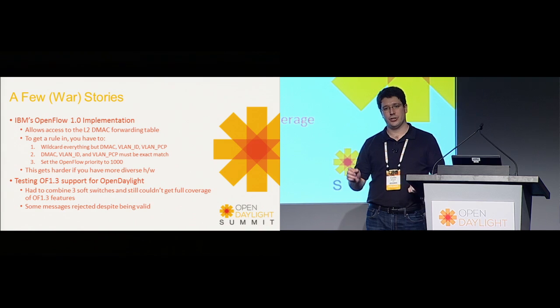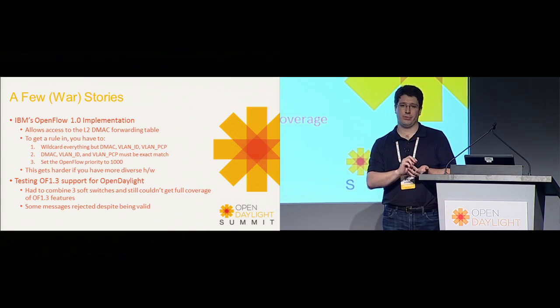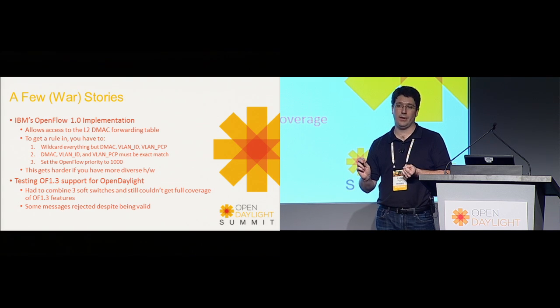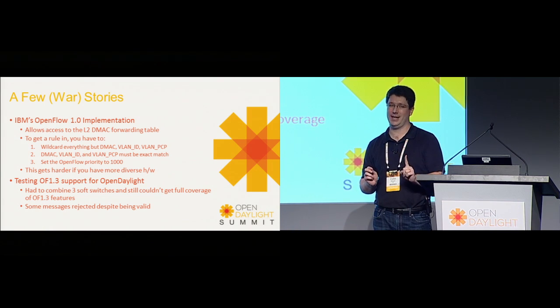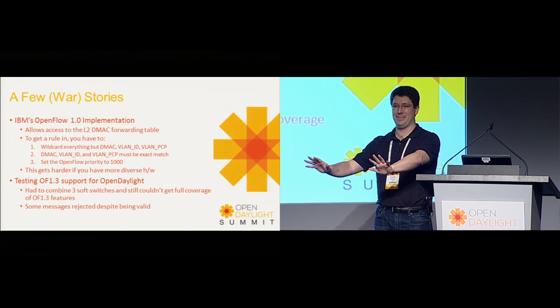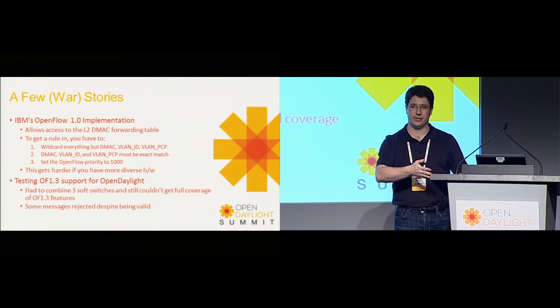The OpenFlow 1.0 implementation on our switches, in particular the IBM GA264, which is the one I've had the most experience with, it's our 10 gig top of rack switch, allows you to program in OpenFlow 1.0 the L2 destination MAC address forwarding table, which is a pretty cool trick. But to get a rule in, you have to first wildcard every single field but the destination MAC address, VLAN ID, and VLAN priority code point. Then you have to specify all three of those fields exactly with an exact match, and then you have to set the OpenFlow priority to 1,000. If you do all of those things, magically it appears in the L2 table, which has about 100 and some thousand entries, as compared to about 1,000 entries in the TCAM.